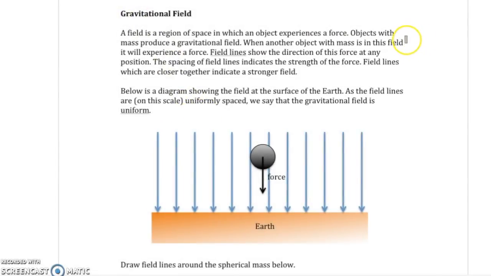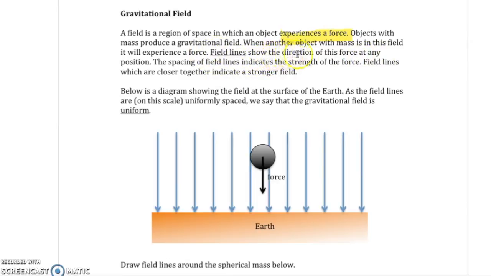Now let's take a look at the concept of fields. We will come across other fields in this course, namely electric fields and magnetic fields. Here we're going to be concentrating on gravitational fields. So let's have a look at the introduction here. A field is a region of space where an object experiences a force. Objects with mass produce a gravitational field.